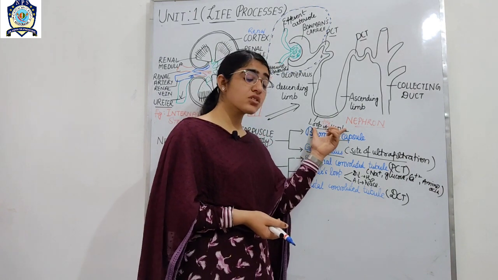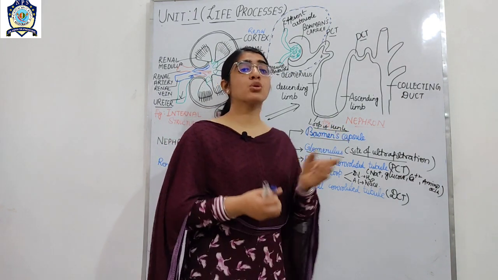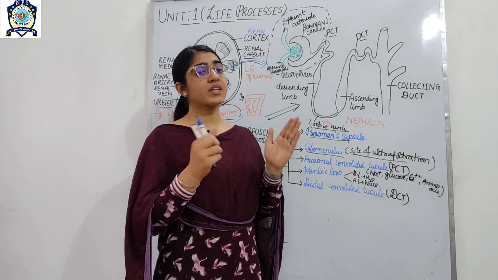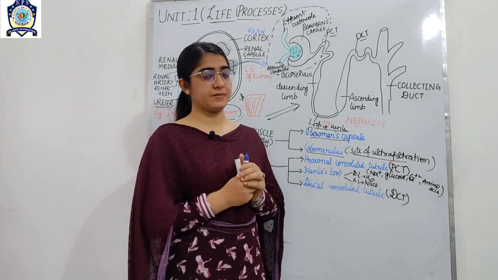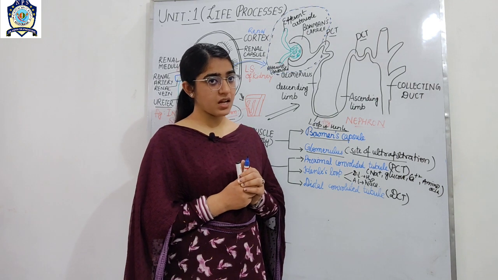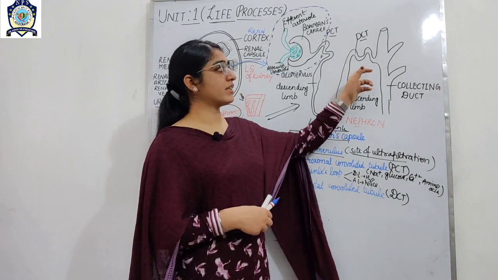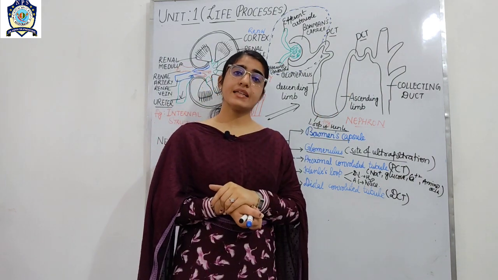Then what is the function of the loop of Henle? It concentrates the urine. It concentrates the urine. Is that clear? Next part is called the DCT.